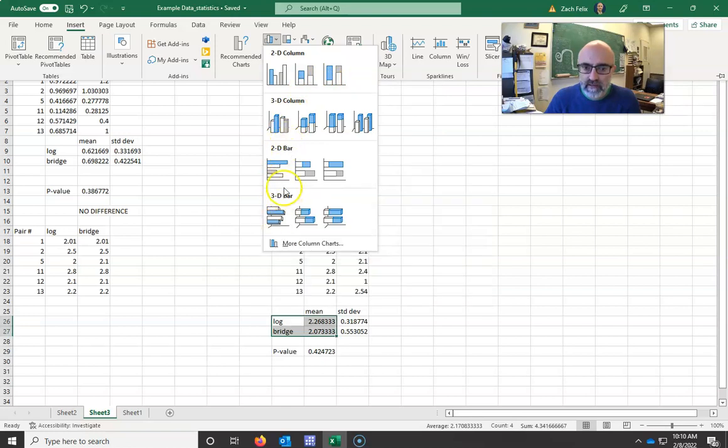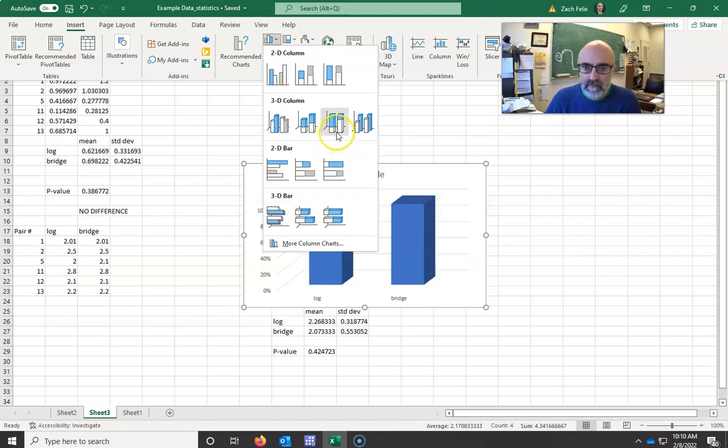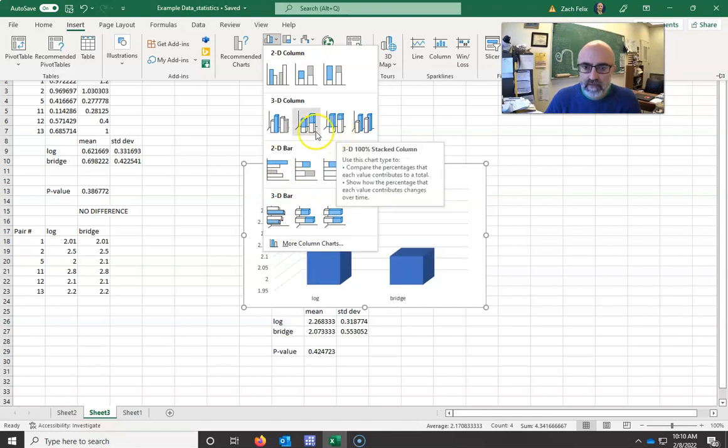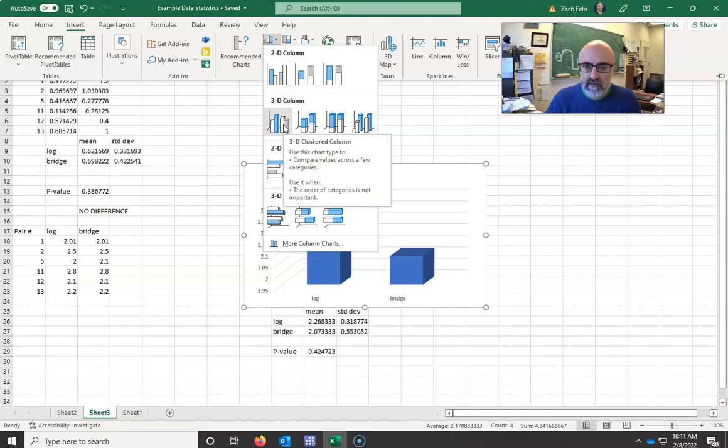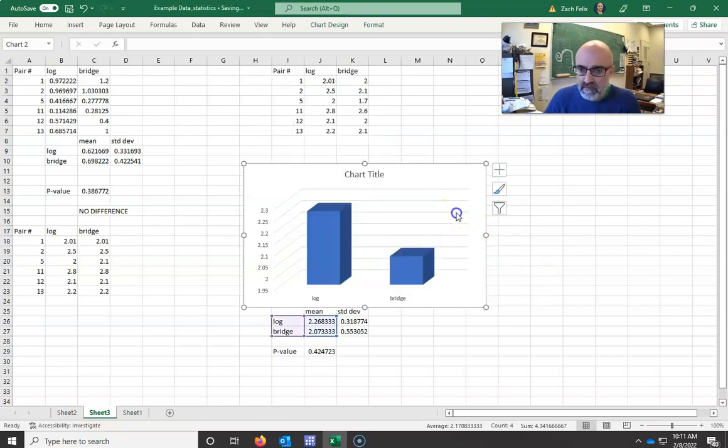I just try not to get too fancy with this stuff. I would do either 3D or 2D, whichever tickles the fancy. We'll do 3D next one. Super fancy people. Okay. The preferences on here. This is getting closer. We can see clearly here that the log average is greater than the bridge average, which it was 2.26 versus 2.0 something 7.